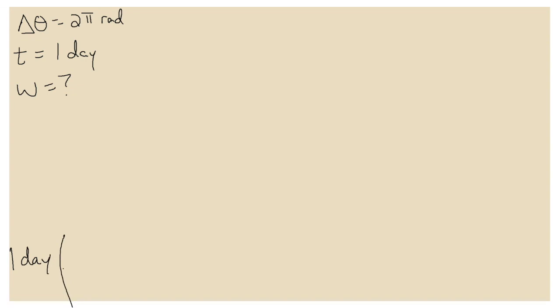So if the Earth is rotating one time in a day, that means the angular displacement is going to be, well, one complete rotation, 360 degrees, or 2 pi radians. And for the time, well, that's a day. But of course, if we're going to find the angular velocity, which is omega, we have to do that in radians per second. And so the first thing that we need to do for this question is to convert a day to seconds.